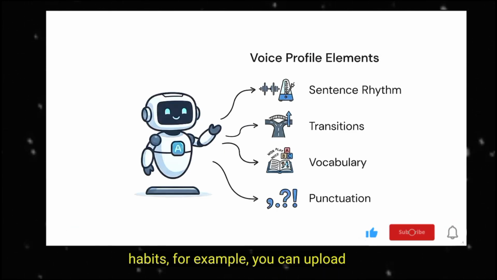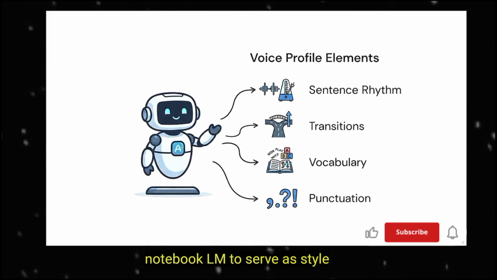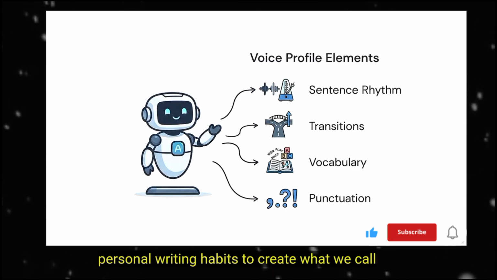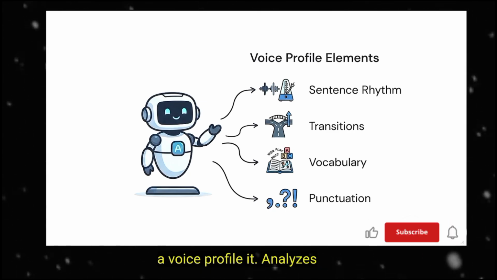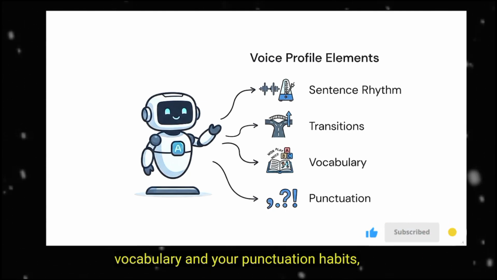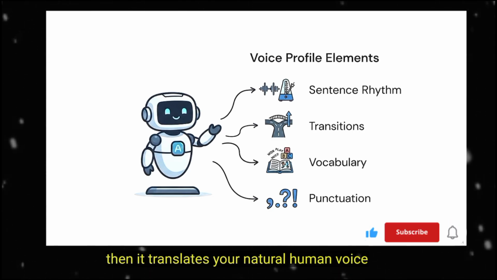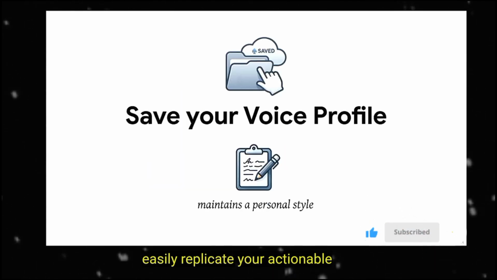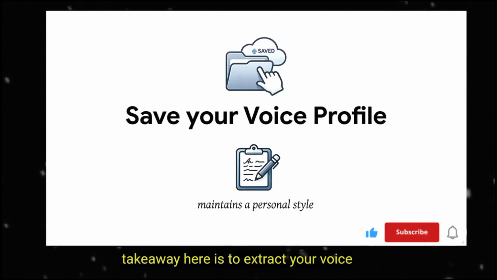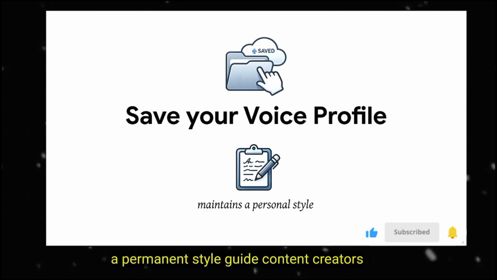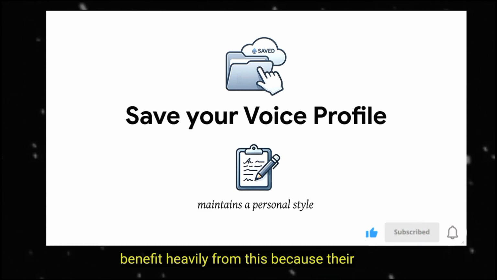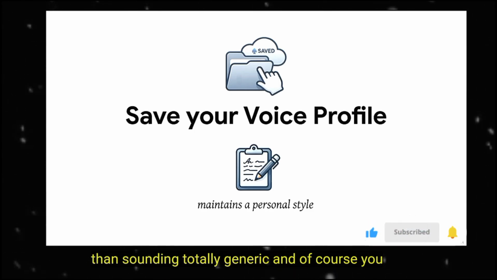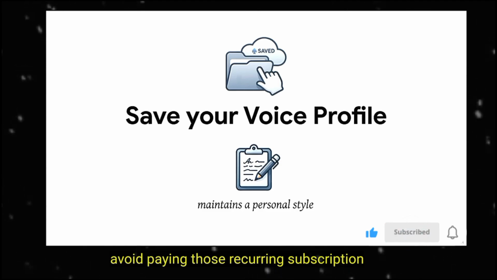For example, you can upload your past emails or blog posts into NotebookLM to serve as style sources. This lets the system extract your personal writing habits to create what we call a voice profile. It analyzes your sentence rhythm, your transitions, your vocabulary, and your punctuation habits. Then it translates your natural human voice into clear rules that a language model can easily replicate. Your actionable takeaway here is to extract your voice profile just one time and save it as a permanent style guide. Content creators benefit heavily from this because their drafts maintain a personal style rather than sounding totally generic. And of course, you avoid paying those recurring subscription fees.